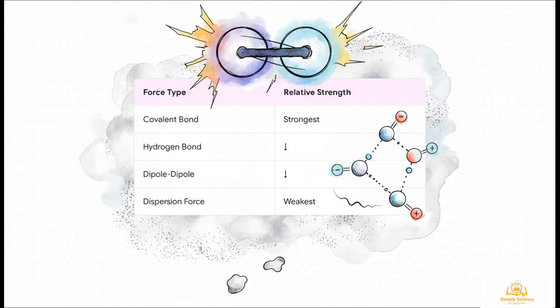So let's just put this all together for a second. This chart gives us the whole hierarchy. Way down at the bottom, we've got our weakest intermolecular force, dispersion. We climb up a bit to dipole-dipole, then a big jump up to the much stronger hydrogen bonds. And then, way up at the top, you see the intramolecular forces, like covalent bonds. They are in a totally different league of strength.